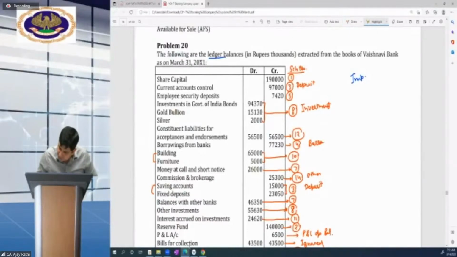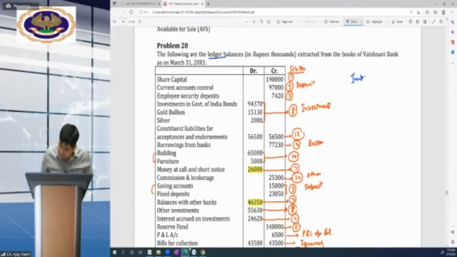Both of these. Money at call at short notice. And also one more thing is there. Balance with other banks. Beta, there is a mistake in the question which you have to take care of. How much will be the total?